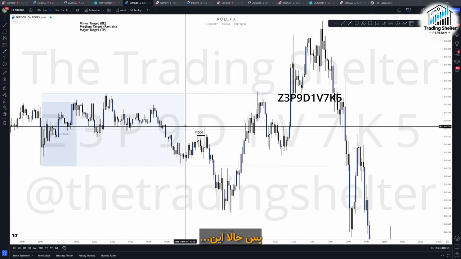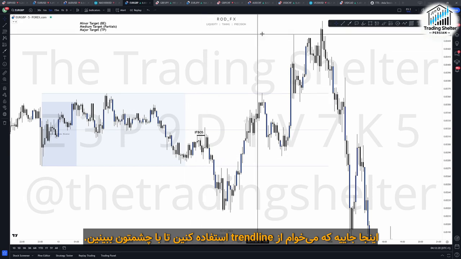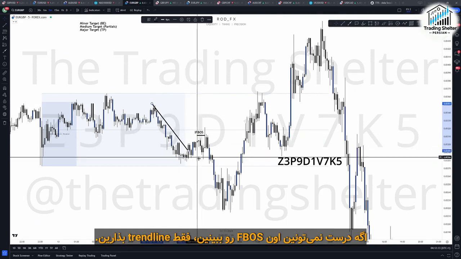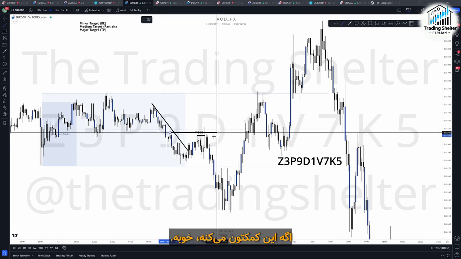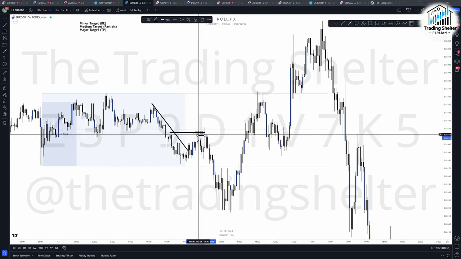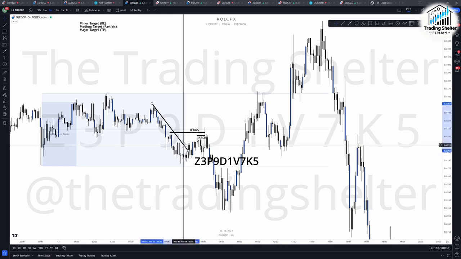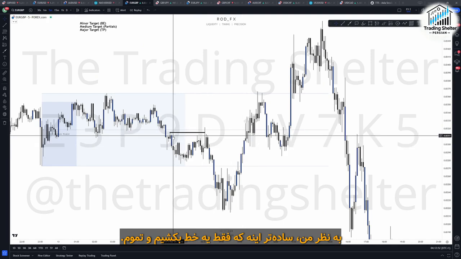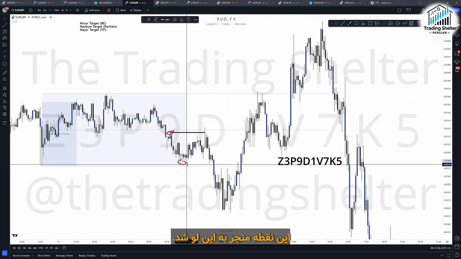So now this is where I want you guys to use the trend line to help you with your eyes. If you don't see that FBOS properly, just put that trend line and you see they're closing above this point. If this helps you, fine, right? This is the IFBOS here. And this is the FBOS here, right? Personally, the way I see it, I would just mark a line like this and that's it, right? Pretty clear. This point led to this low.